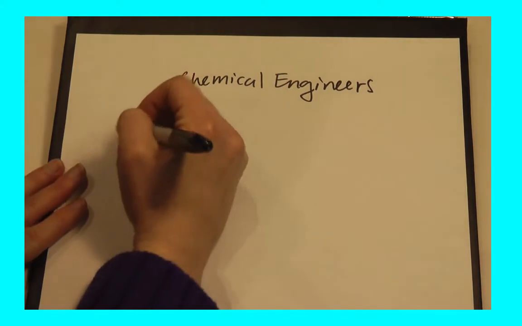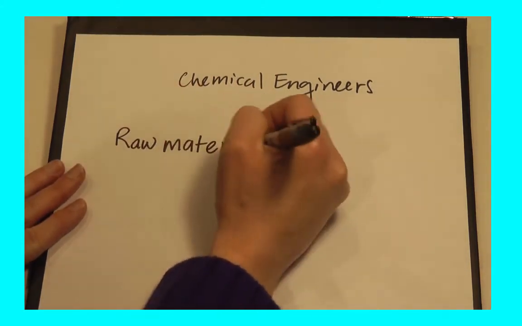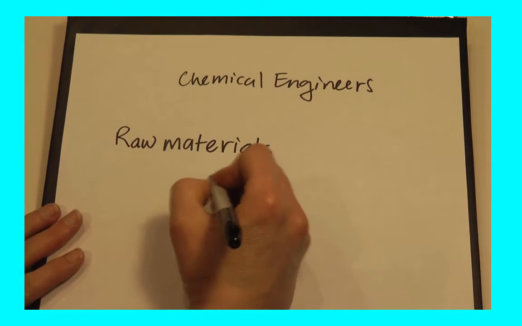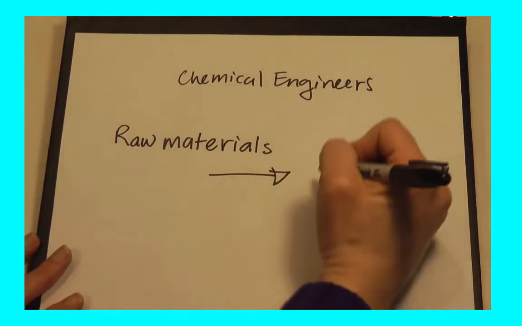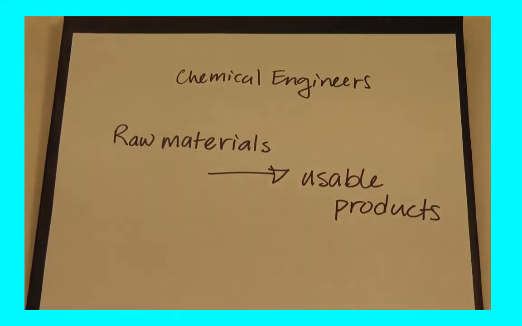This is an introduction to chemical engineering and an introduction to the chemical engineering unit in engineering principles. Chemical engineers take raw materials and transform them into usable products. And we try to do this in a way that is the most energy efficient, least wasteful, and most environmentally responsible way, and also the most economical way.